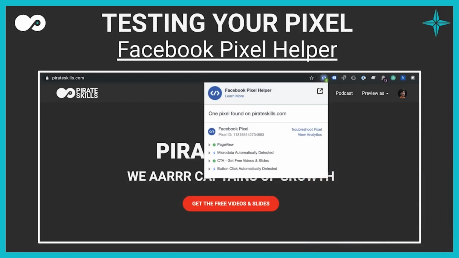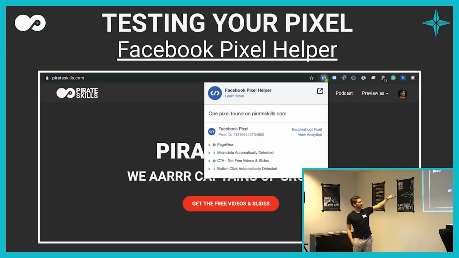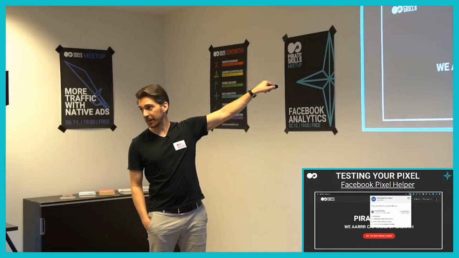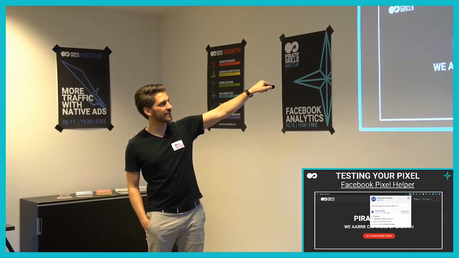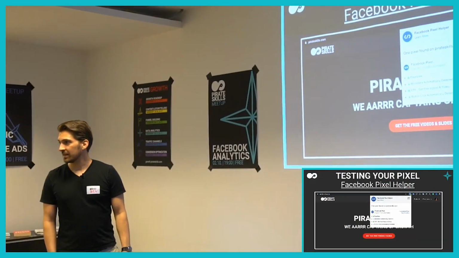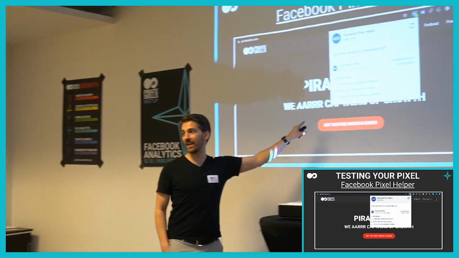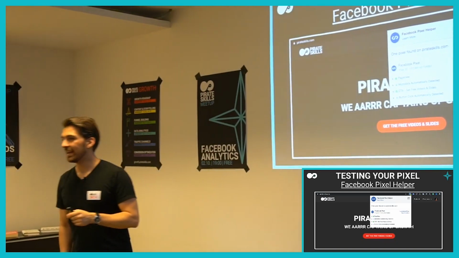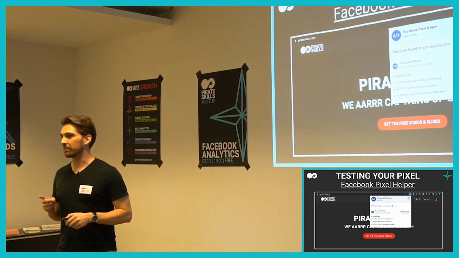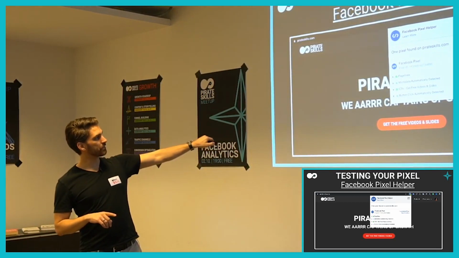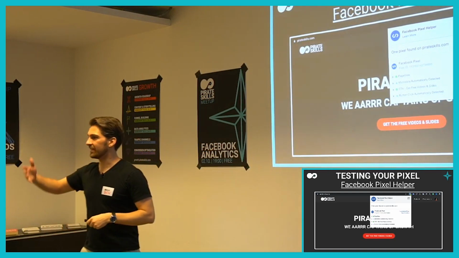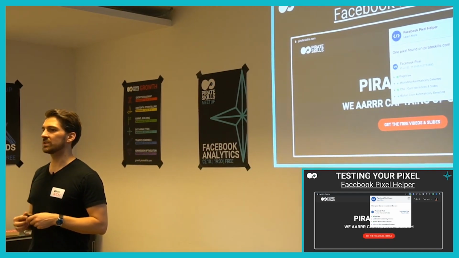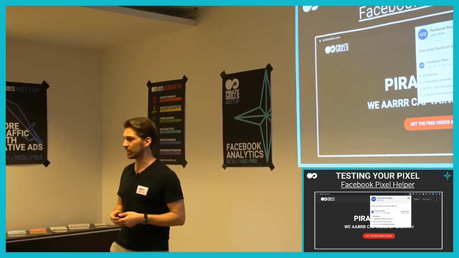This is the Facebook Pixel Helper. This is pirateskills.com. I just created that site a couple of days ago. You see the Facebook Pixel ID, and you see that there is a page view fired plus a call to action, get free video and slides. So I waited until I pressed that big red button, which is obviously what I want everybody who lands on this page to do. When they click it, I fire that event through Google Tag Manager, because that is the first most important interaction I want people to take on pirateskills.com.